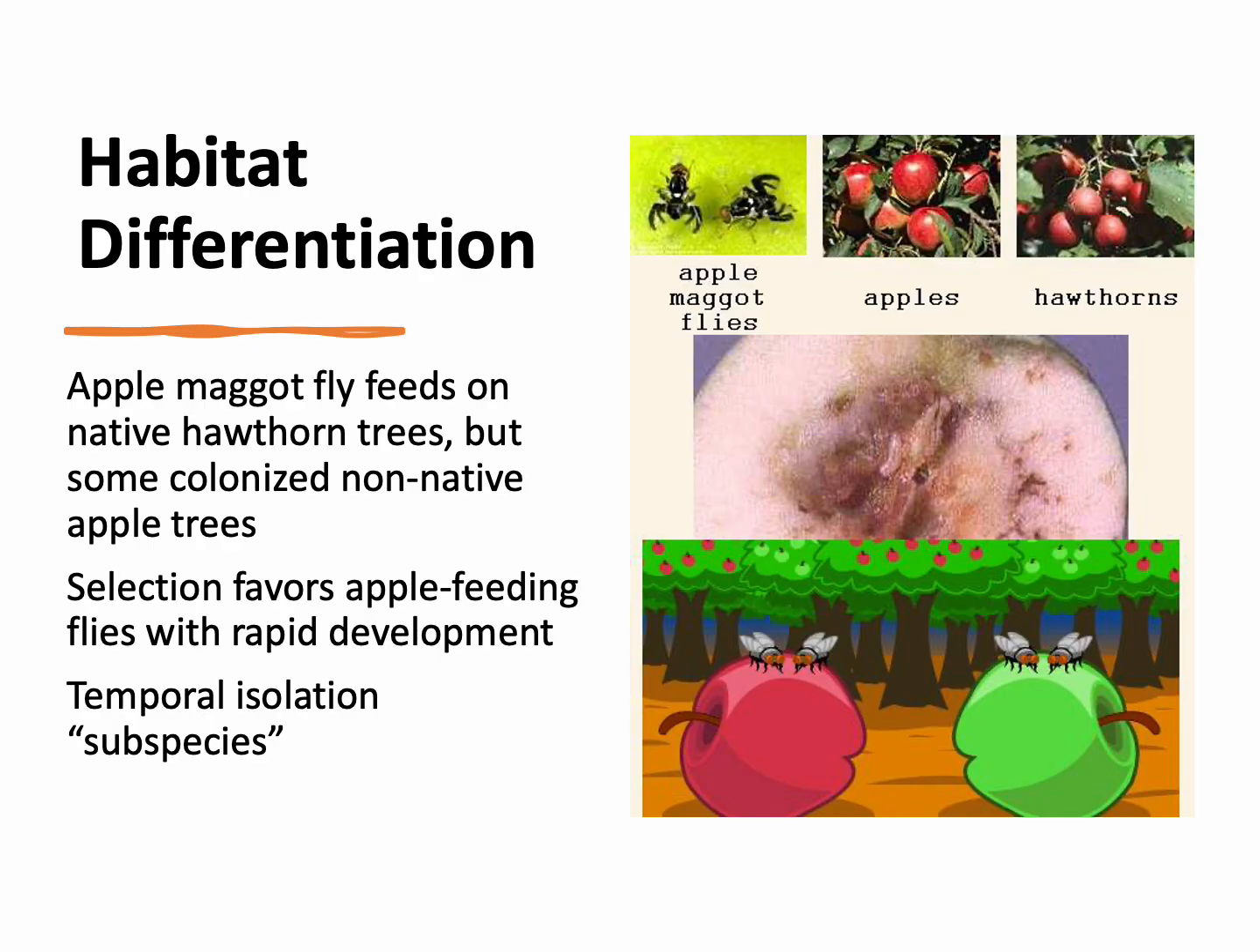Here's a cool example. Apple maggot flies, their host plant for reproduction is the hawthorn, right? There's an example of a hawthorn tree up there in the corner. What happens is they land on the hawthorns and lay their eggs, and then the eggs develop into larvae, which then consume the hawthorn fruit. And that's their native plant. But in places, apple trees were cultivated.